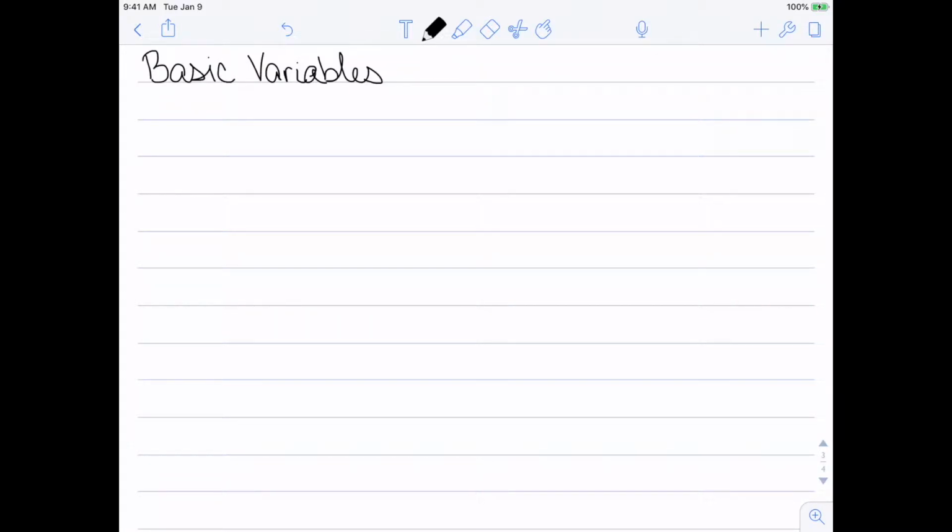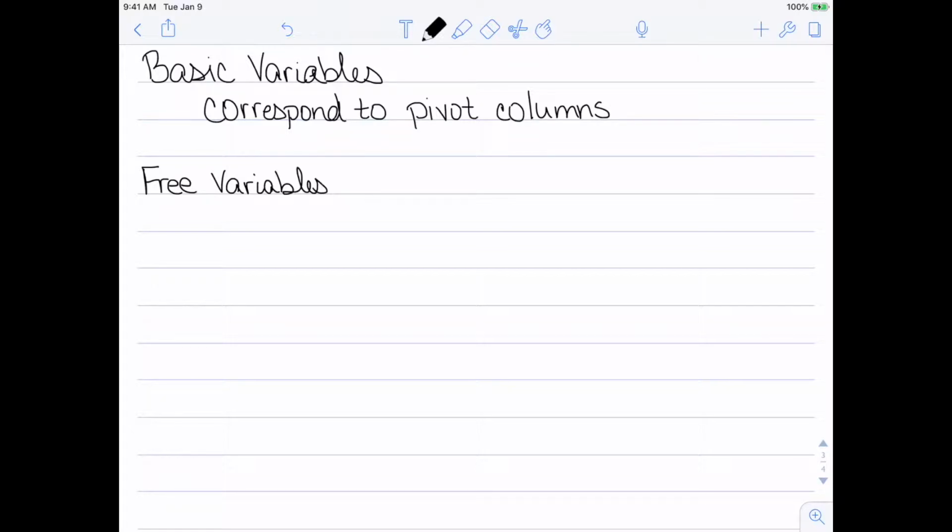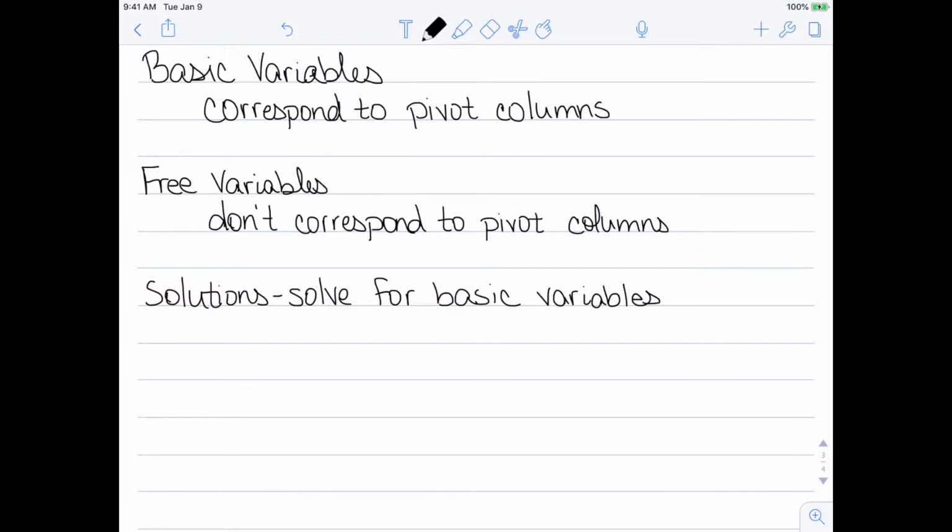With infinite solutions, there's a couple of different kinds of variables that we have. The first is basic variables. The basic variables correspond to our pivot columns. We then have this idea of free variables. These are the other variables. Basic variables correspond to pivot columns and free variables don't. They're the ones that fall into columns that are not pivot columns. So when we write these kinds of solutions, we want to solve for basic variables. So let's go back to our last example and look at the solutions.